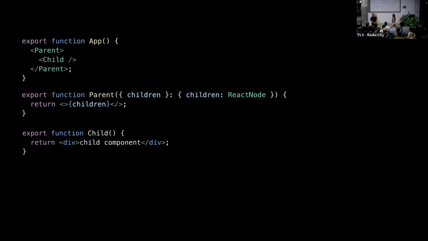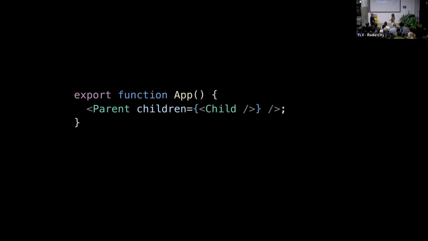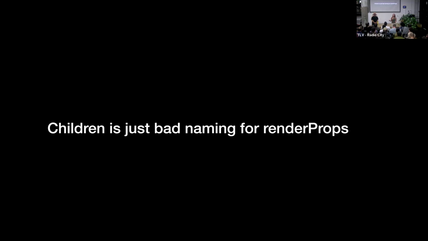Why is that? The reason is that children is nothing but syntactic sugar for a prop. It's exactly the same as doing this following thing. And as a matter of fact, children is nothing but a convention. It could have been named potatoes. It really doesn't matter. The thing is that children is just really bad naming for render props. You could have passed in a prop under any name, and it would have the same effect. It's a reserved word.